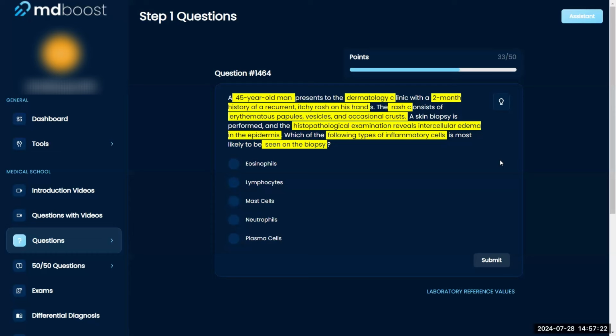Occasional crust. Intracellular edema in the epidermis. If occasional crust, I don't think that this is something like allergenic.